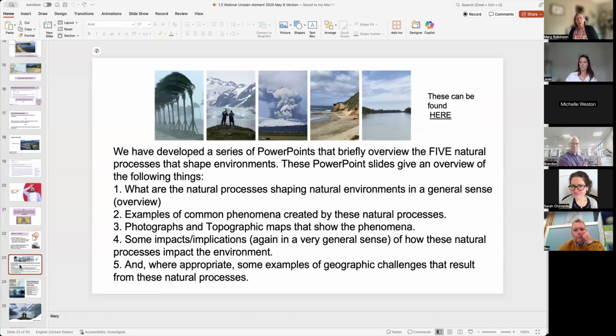So what it might look like is a range of resources. So you might have some topics that you cover. We've developed a series of PowerPoints that overview the 5 natural processes. We cover the natural processes, common phenomena, photographs, topographic maps, implications, and sometimes we've incorporated some geographic challenges in for you.